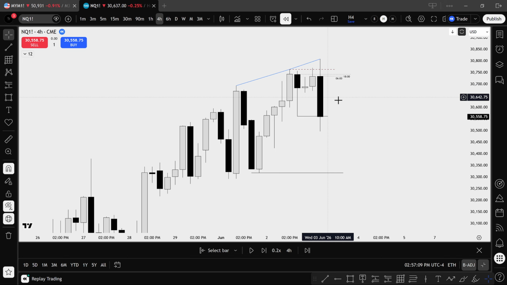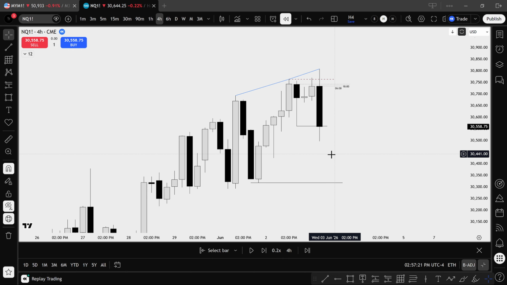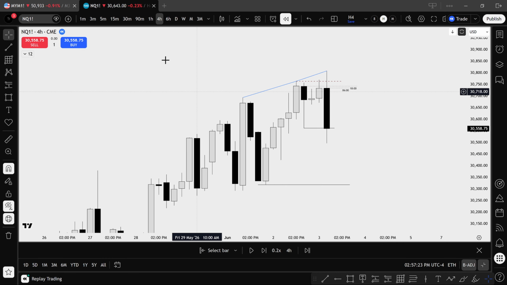Now, same thing. We are going to frame the high of this candle on the lower time frame and trade it lower, the same way we did with the daily time frame. That is why I'm saying this is a very mechanical way of doing it.